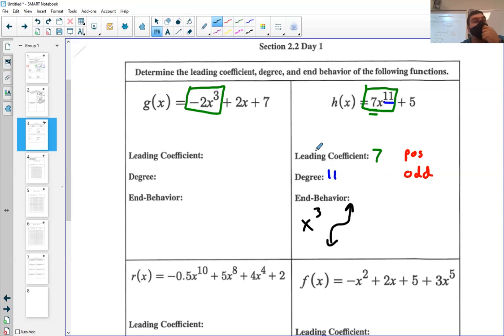What would happen if it's 12 instead? Then it will be even and it will match x squared. And if the 7 was negative, it would be negative x to the 3rd. Yes. Okay.